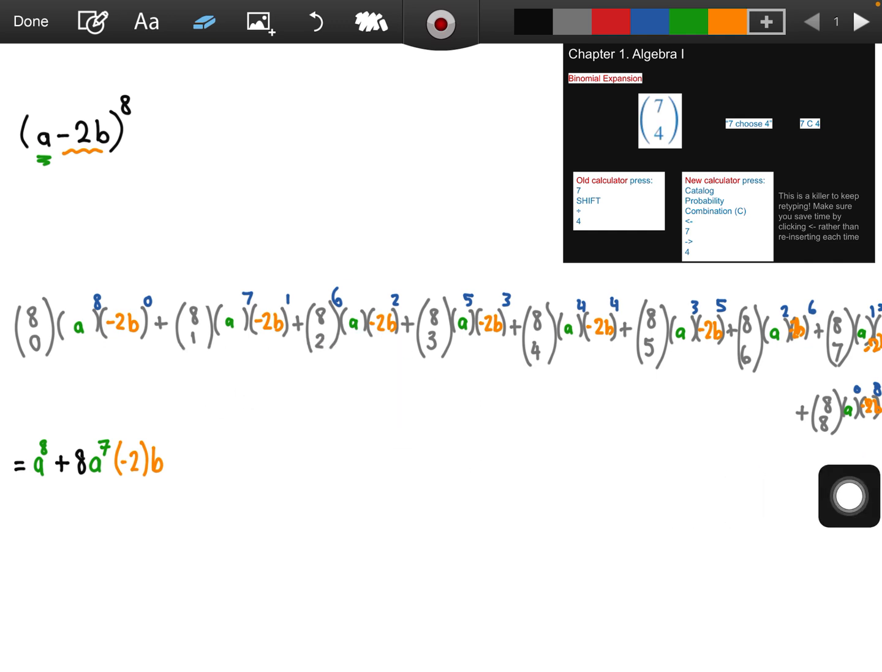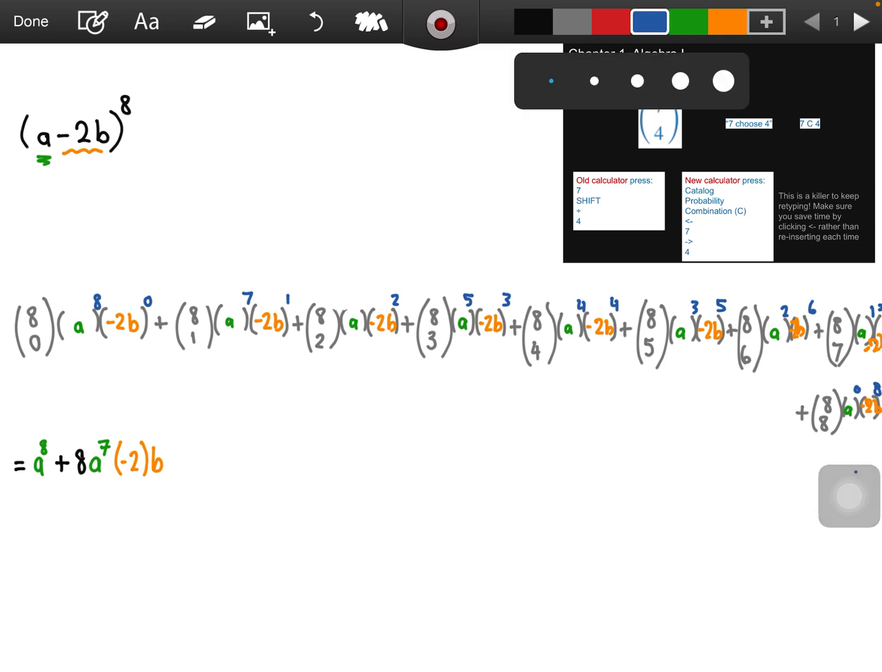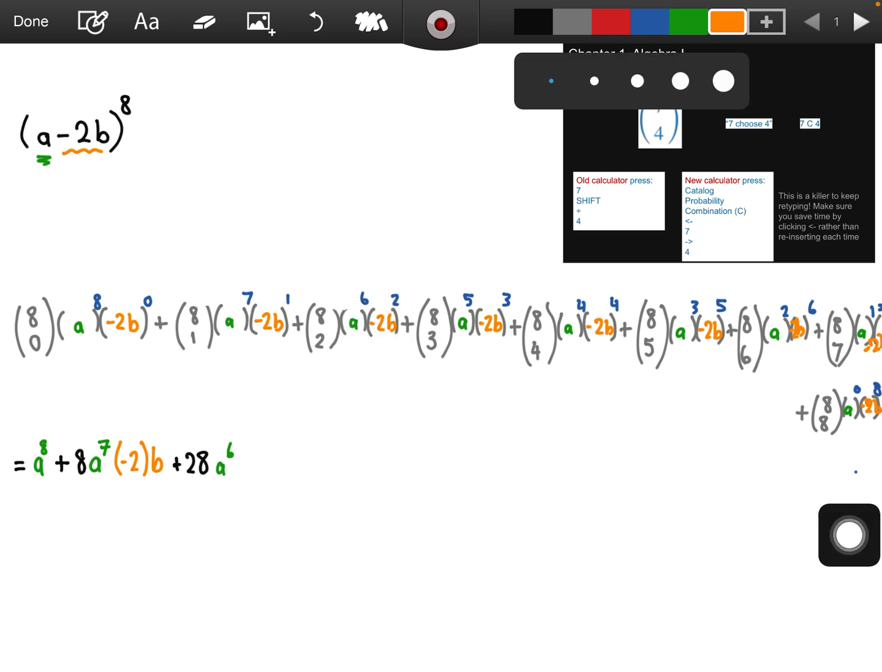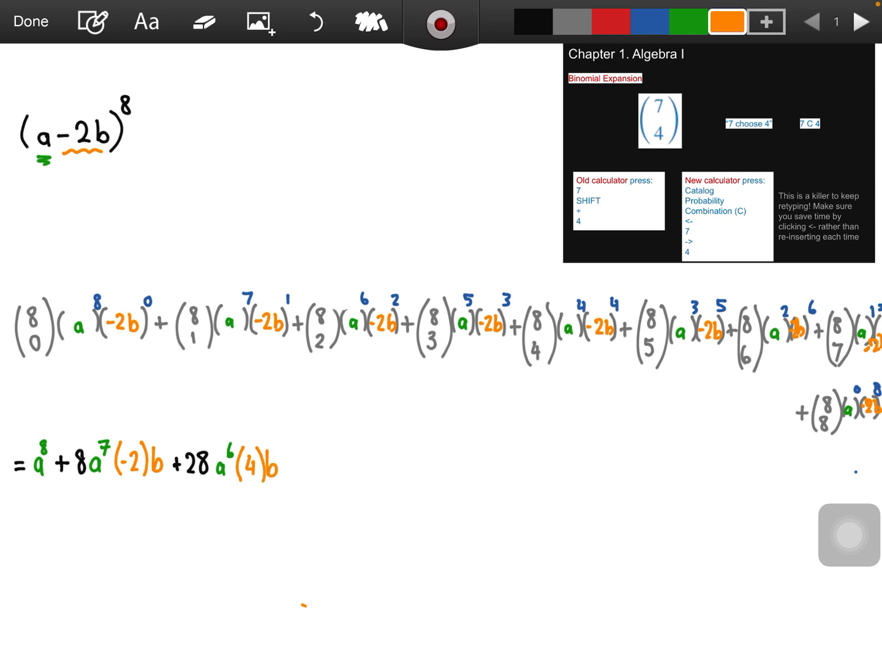Then I'm on to this one, and I wrote the 6 in the wrong place. Apologies, I'm getting confused at how small my writing is here. So 8 choose 2 is 28. Then I had my a to the power of 6, and then it's minus 2 squared. What's minus 2 squared? It's plus 4. And then b squared.